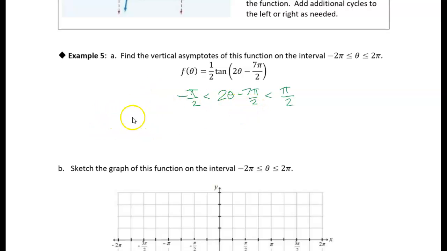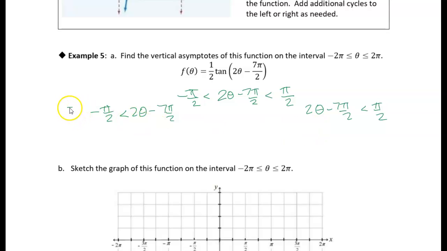Well, actually, what I think I'll do is split it up into 2 inequalities, because this is really 2 inequalities in one. So here on the left side, I've got minus pi over 2 is less than 2 theta minus 7 pi over 2. Okay, I'm just kind of splitting it down the middle. And then the other inequality I have is 2 theta minus 7 pi over 2 is less than pi over 2. Okay, and then we'll just work with those inequalities separately. I think it'll be easier.